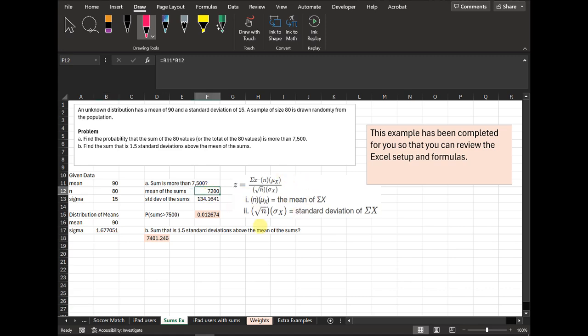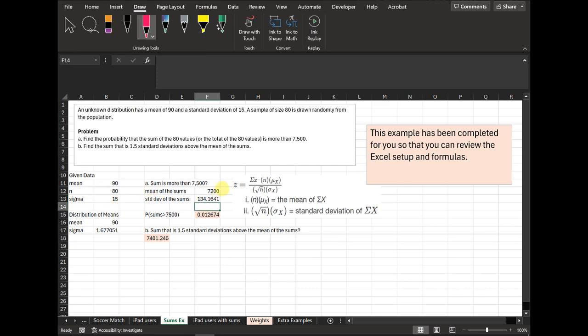So I have here a little cheat sheet reference. Your mean is going to be your n times whatever your data's mean was. In this case, I'm going to have 80 times 90. That's the mean that I'm going to use for the sums. And then your standard deviation is found still using your given data: you take your sigma times the square root of n. So that's all listed out here.